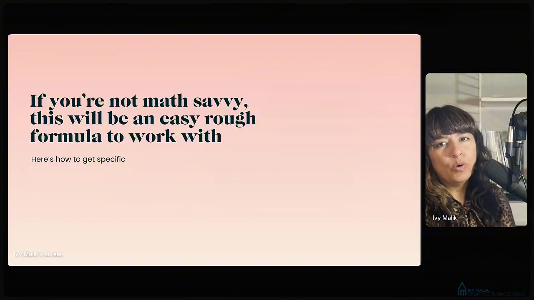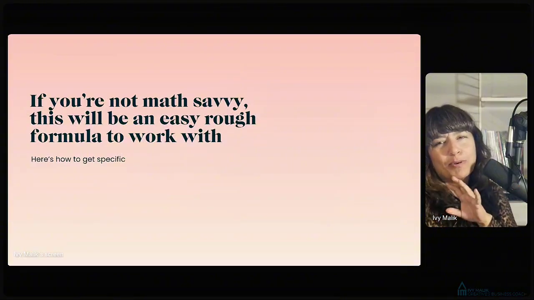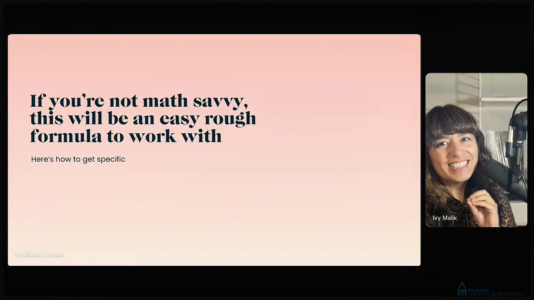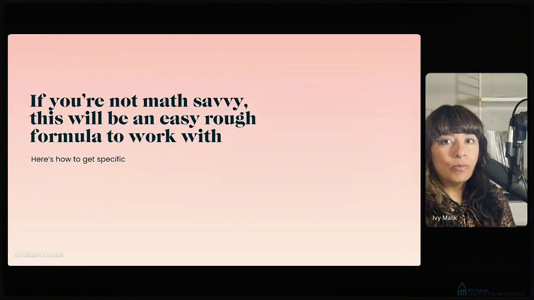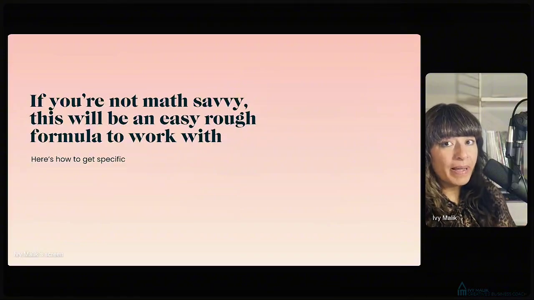Now, if you're not math savvy, this will be an easy, rough formula to work with, and it will only be okay to work with in the short interim. You need an accountant, you need some proper Excel sheets, you need proper software, you need things that are accurate in order to actually make proper estimations. But if you're in a rush and you just want to understand whether you're on the right path, this is not a bad start.